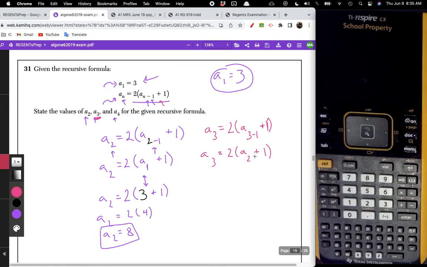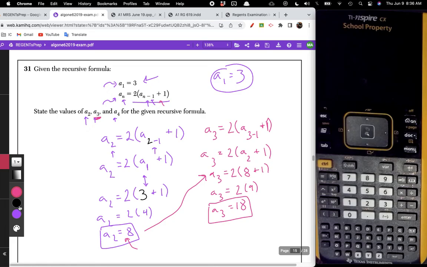But we already did the work for a2. a2, we know, is really 8. So we can take this from here and plug it in to be 8. So I'm going to say a3 equals 2 times a2. Again, a2 is 8, plus 1. So now I know that a sub 3 is equal to 2 times 9. So a sub 3 is 18. That's the second part of our question. And now we just got to do the final part.